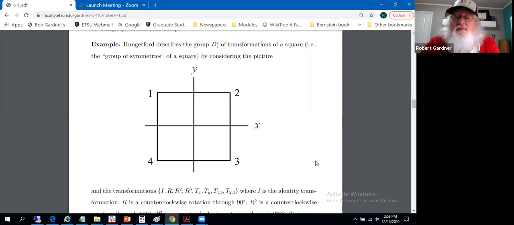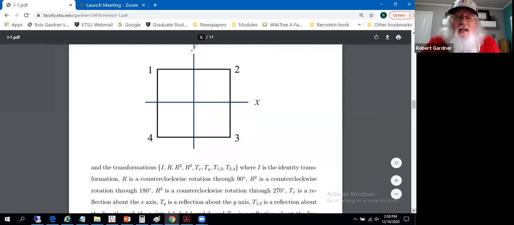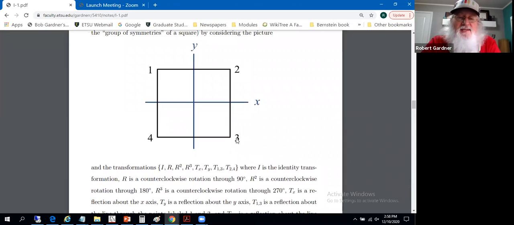T sub x is defined as a reflection about the x-axis. So T sub x would take the square, map the 1, 2 down here to the 4, 3, respectively. Just flip it over. T sub y similarly is a reflection about the y-axis, so it would map the 1, 4 edge to the 2, 3 edge, respectively.